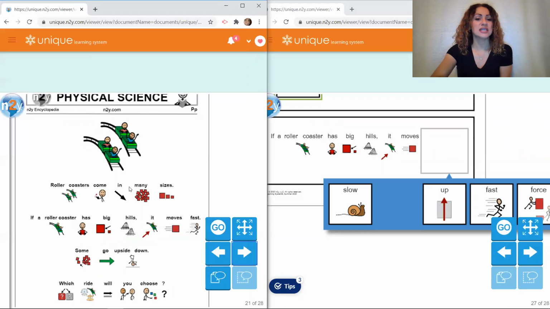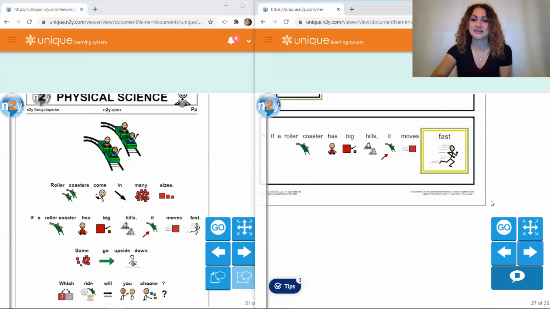Roller coasters come in many sizes. If a roller coaster has big hills, it moves fast. Some go upside down. Which ride would you choose? I think we found our answer. Let's reread this sentence. If a roller coaster has big hills, it moves fast. Fast. We did it. My friends, thank you so much for helping me complete this lesson.